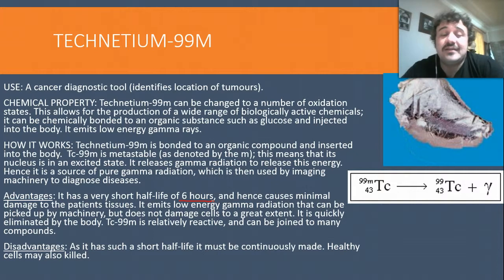The disadvantages: because it's got a short half-life, it needs to be continuously made. It will also kill healthy cells. It won't kill as many as if it was high energy, but it will kill healthy cells. Very quickly, we use glucose because cancer cells are particularly greedy, and they will draw a lot. So if you inject glucose into a certain tissue, they will draw a lot of that glucose in. They're very high in their usage of food, and it's all because of their reproduction cycle.